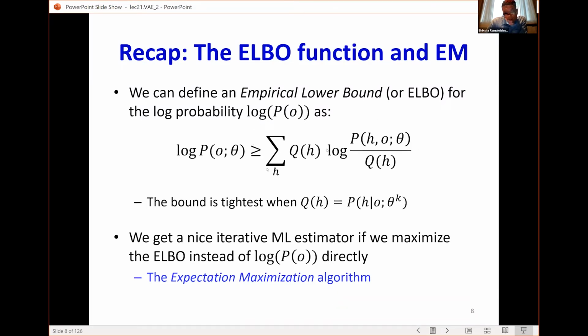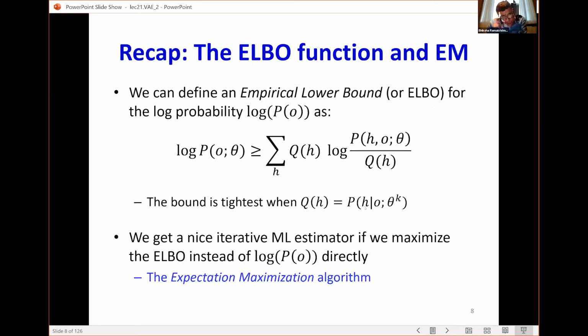So this term we saw in the last class was a lower bound on the log probability of the observed data. And furthermore, we saw, particularly in yesterday's session, that the gap between these two is smallest when this distribution Q of H is actually the conditional distribution of the missing components given the observed components. And so we can now maximize this lower bound, and you get a nice iterative maximum likelihood estimator, if we iteratively maximize the lower bound instead of log P of O directly. And this was our expectation maximization algorithm.